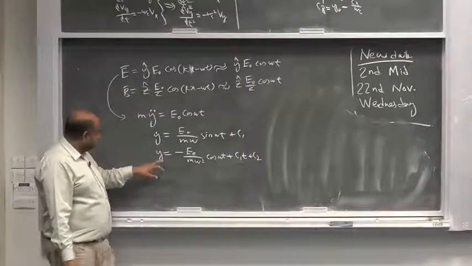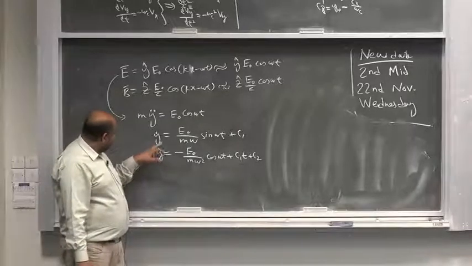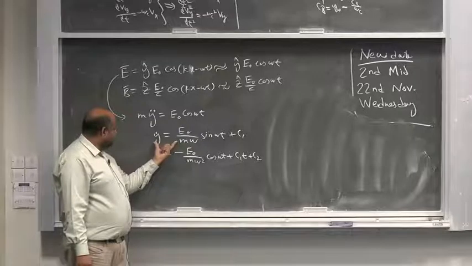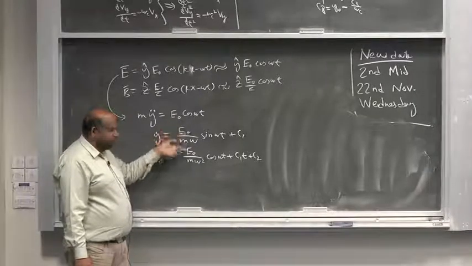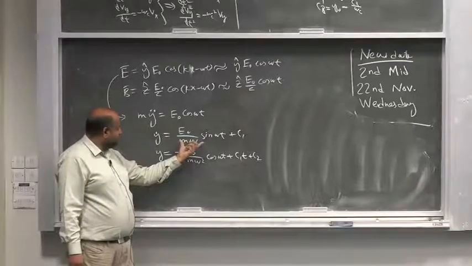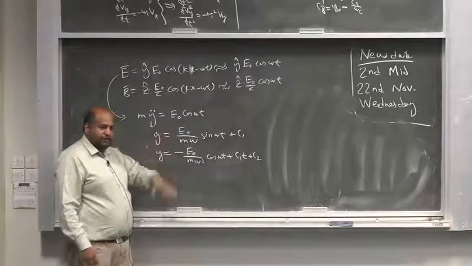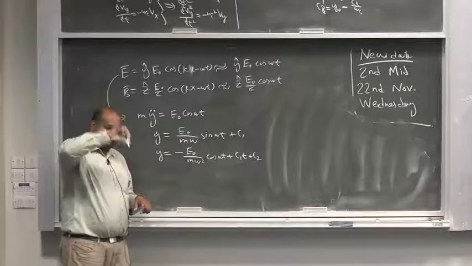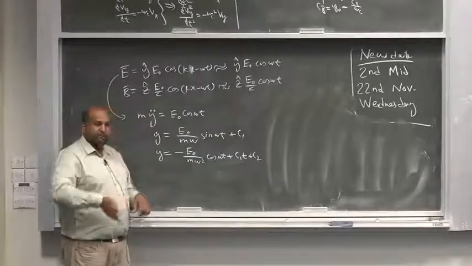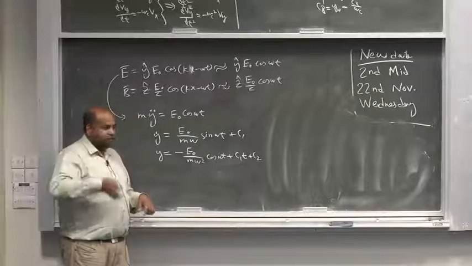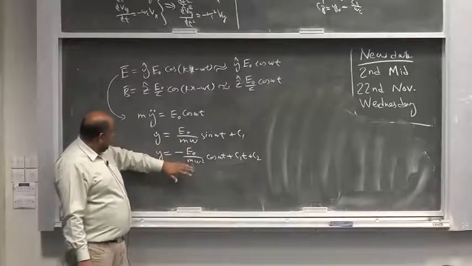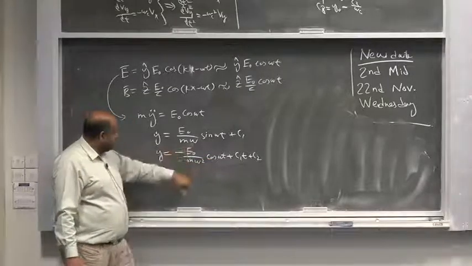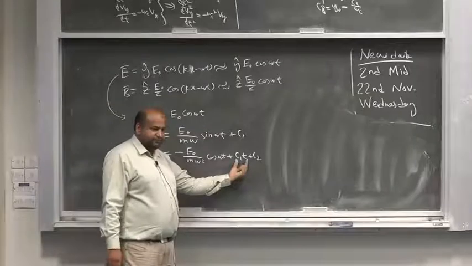So we see that in terms of velocity, the velocity is oscillating with time, and that's what we should expect, right? If the field is oscillating, the force is oscillating: first it is in this direction, then in this direction, then in this direction, so the velocity is also oscillating. And the position has an oscillatory part plus a time dependent part.